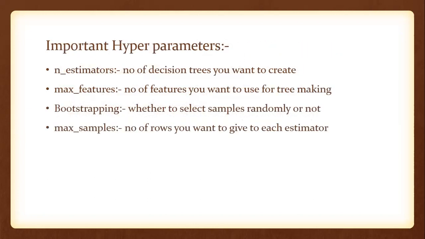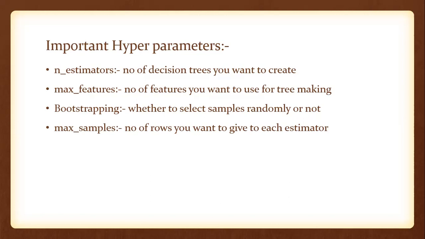Then, how can we use the hyperparameters of random forest, and which are the very important hyperparameters? N estimators means how many decision trees you want in your random forest: 100, 200, or 300. Max features: I told you about column sampling, feature sampling. How many features you want for tree making.